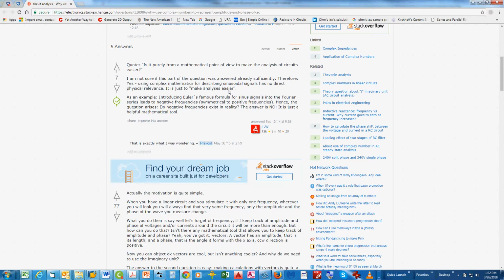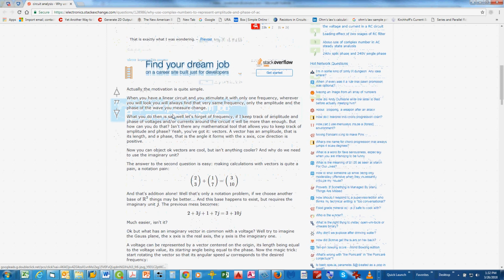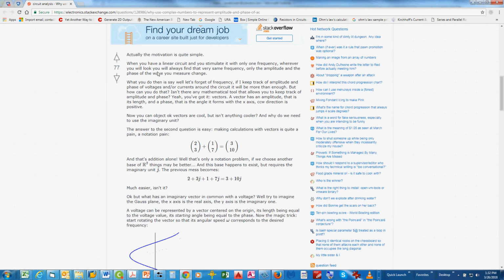Yes. As an example, they give an example of Euler's formula. Someone talks about negative frequencies. We're not talking about that in this class, but there are no negative frequencies, it's just a helpful mathematical tool. So I'll just read the answer here. Actually, the motivation is quite simple.